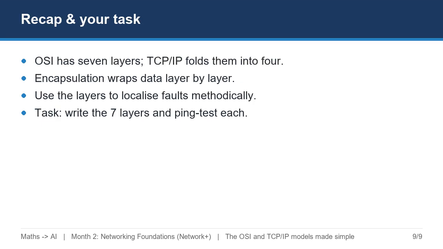Let's recap. The OSI model has 7 layers, and TCP/IP folds them into 4. Data is encapsulated layer by layer as it goes down the stack. And the real value is troubleshooting: localize the fault to a layer, then fix it. Your task: write out the 7 layers from memory using the pizza mnemonic, name one device or protocol for each, then run the ping and nslookup commands and note which layer each tests.